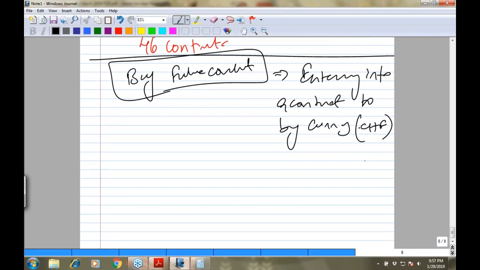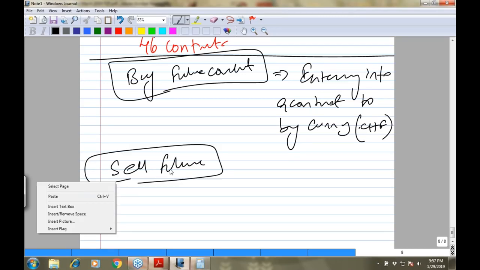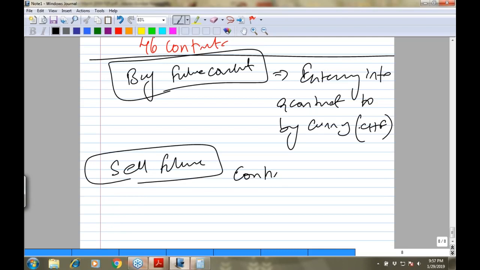So when I say buy future contract, that means you are entering into a contract to buy a currency. If we say sell future contracts, selling future contracts actually means that you are entering into a contract to sell CHF.